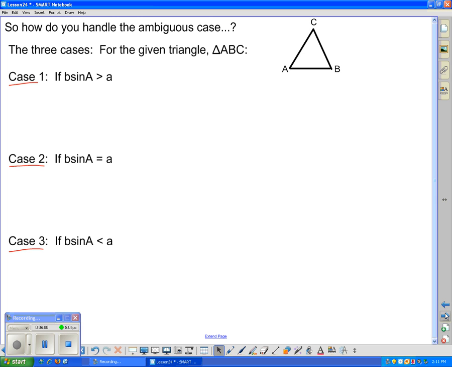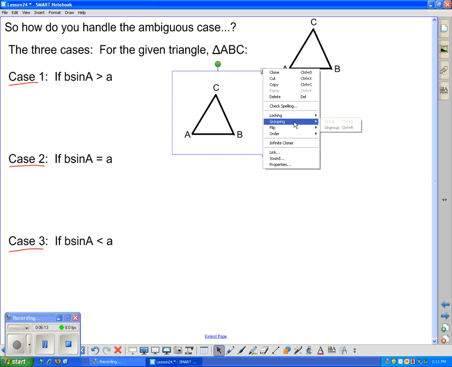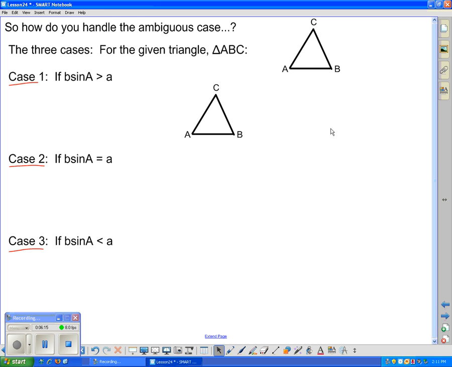So what happens if B sine A is greater than sine A? If you want to give yourself a quick sketch here, I'm going to pull this down here and look at this particular triangle. So I'm going to unlock it for a second. So B sine A. Off to the side, I just want to make a note here, and maybe I'll use the top triangle. This is the angle in question. Okay, so that's angle A. So what does B sine A actually calculate?